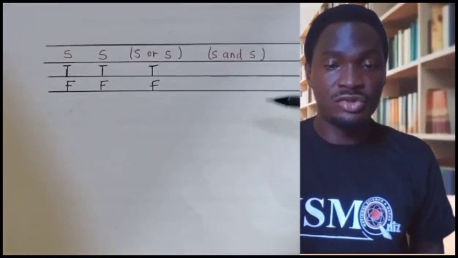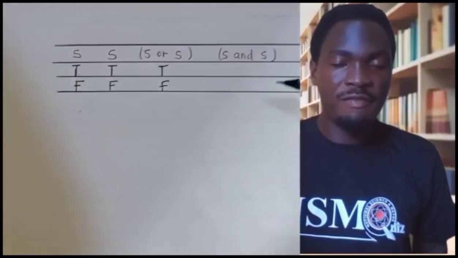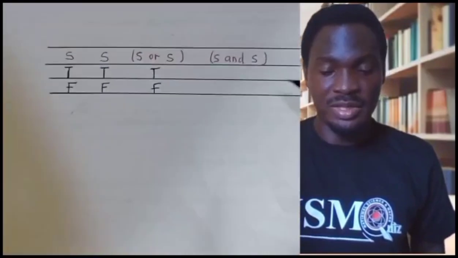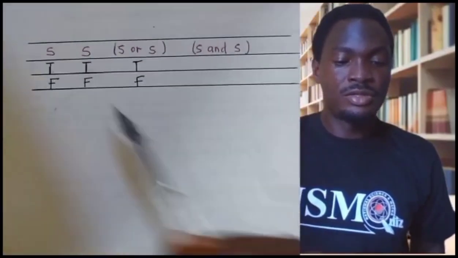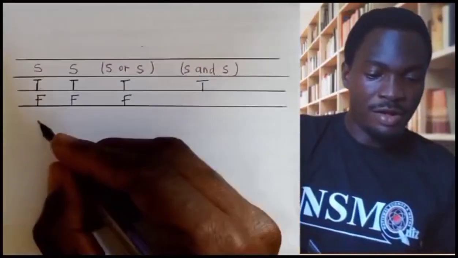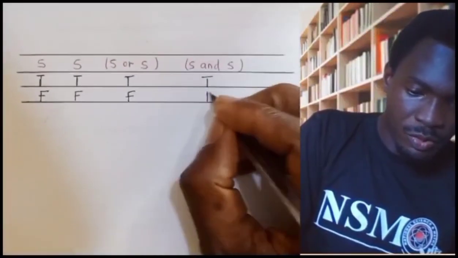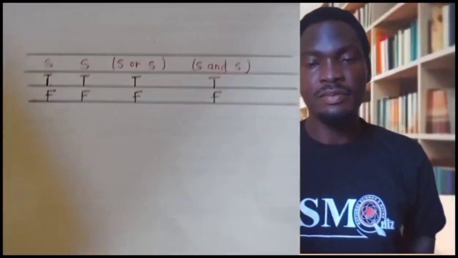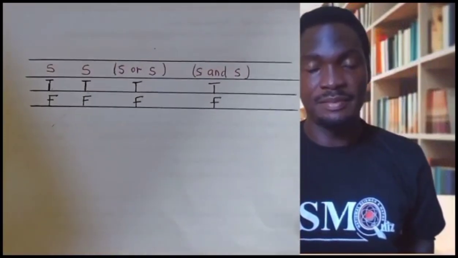Next, we come to the column for S and S. S and S is true only if both of the constituents are true. So true, true, we have true. False, false, we have false. We have completed the table.